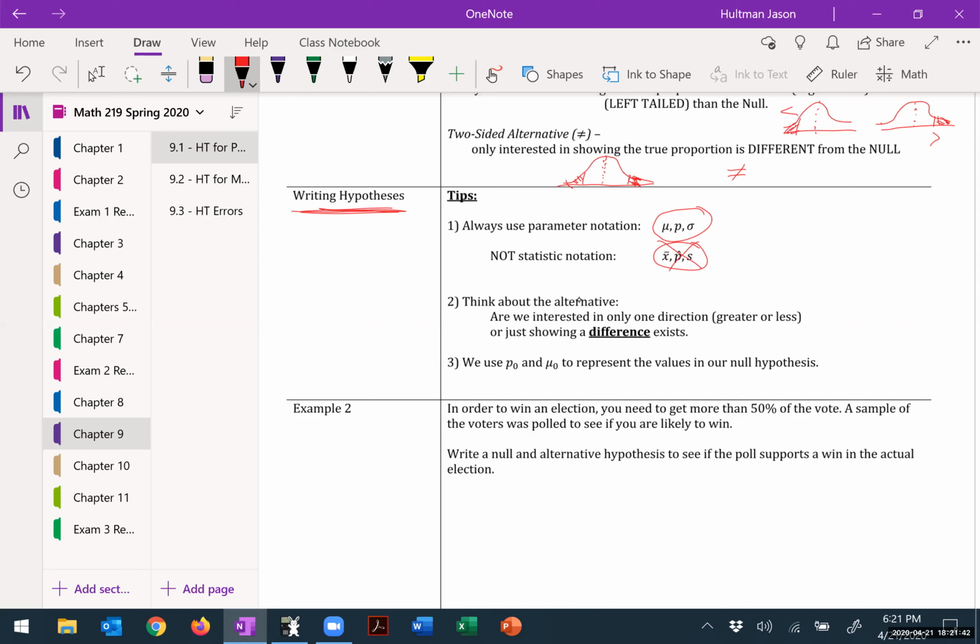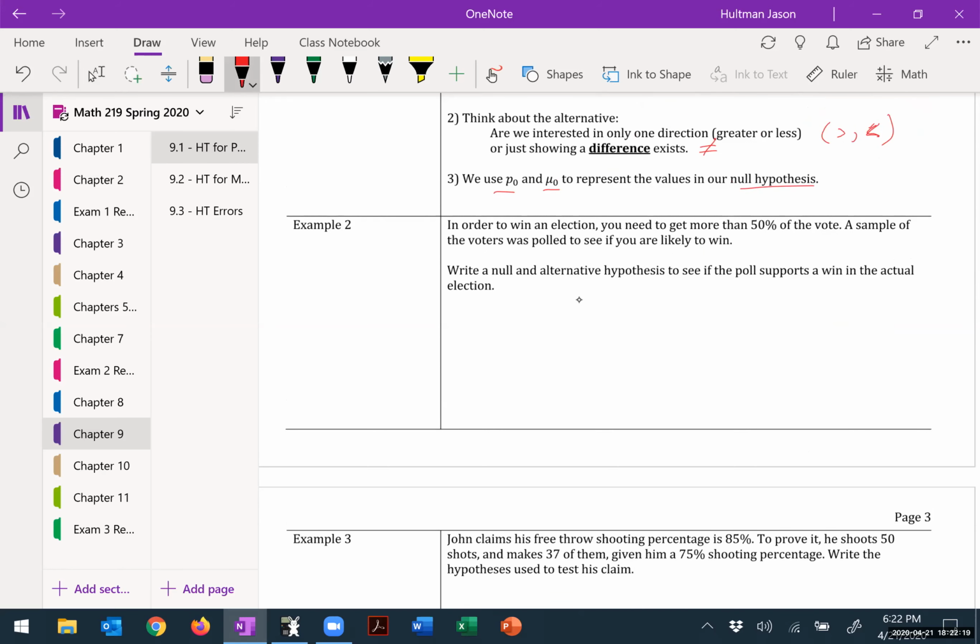Number 2, think about the alternative. Are we interested in only one direction, greater or less, or do we just want to show a difference? If it's a difference, then it's not equals. If it's greater or less, then it's the greater than or less than symbol. We use p naught and mu naught to represent the values of our null hypothesis.